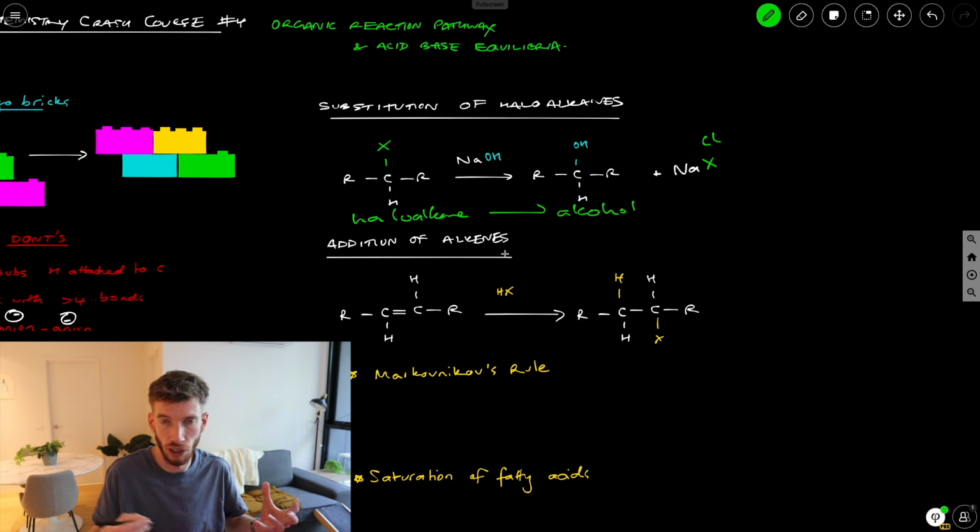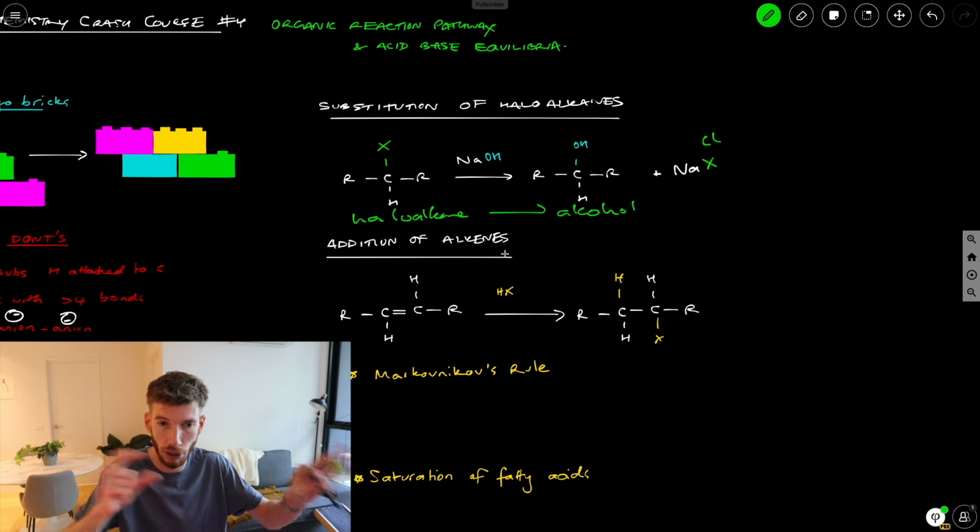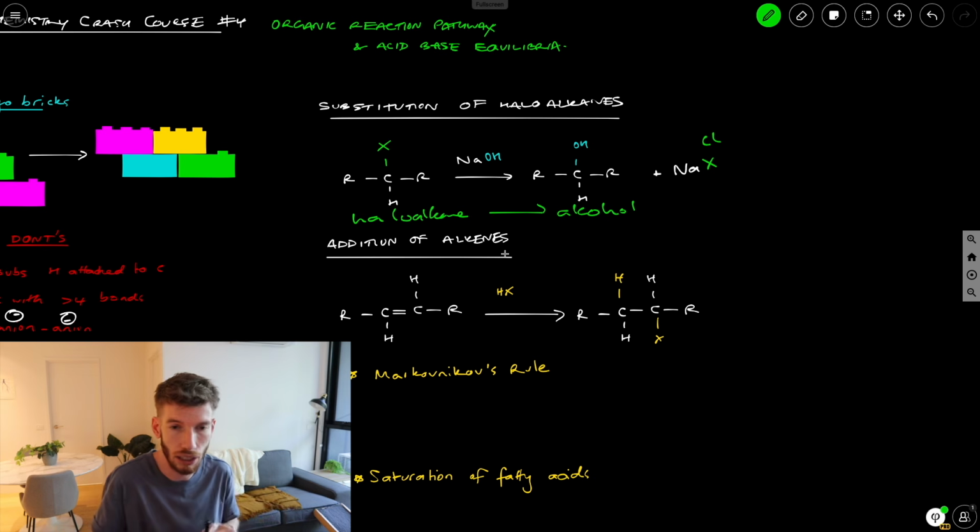Just like that, we can summarize it. We go, okay, cool. So now any other haloalkane that's put in the presence of a base will form an alcohol. And we should be able to just play that puzzle, right? So then next we have addition of alkenes.